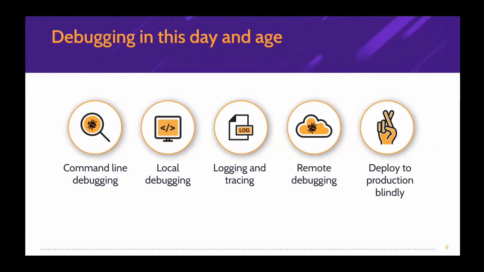Of course, all of you know how to debug. You use different methods of debugging. Some of you might use your command line debugging. Others can use local debugging or maybe logging and tracing. Some of you might use remote debugging. And some of you, I hope not a lot of people, will deploy to production blindly and hope everything will be right. So those are all possible solutions that we have in this day and age when it comes to debugging our applications, right? Let's speak about each of those solutions and see why it's not that great.